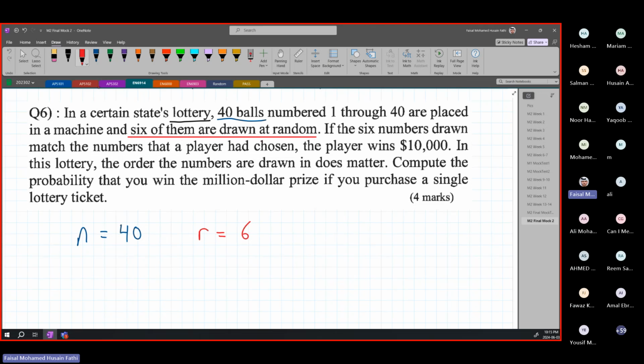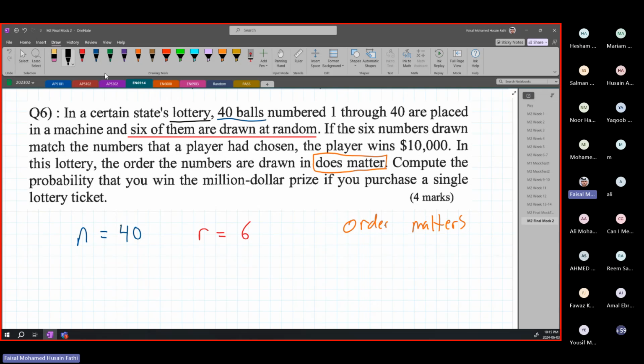If the 6 numbers drawn match the numbers that the player had chosen, the player wins $10,000. In this lottery, the order the numbers are drawn in does matter. Order matters, meaning it is important what is the first number, what is the second number.